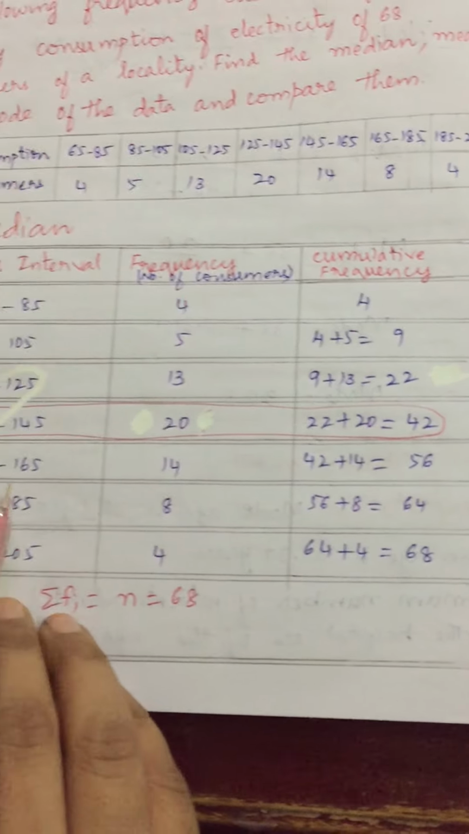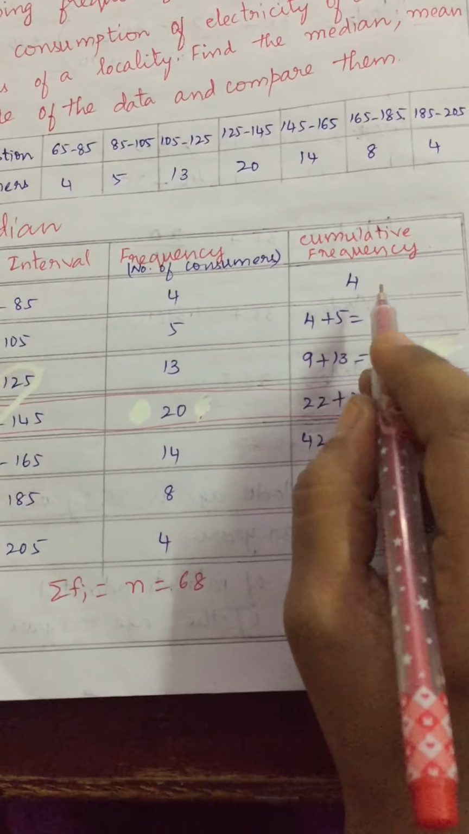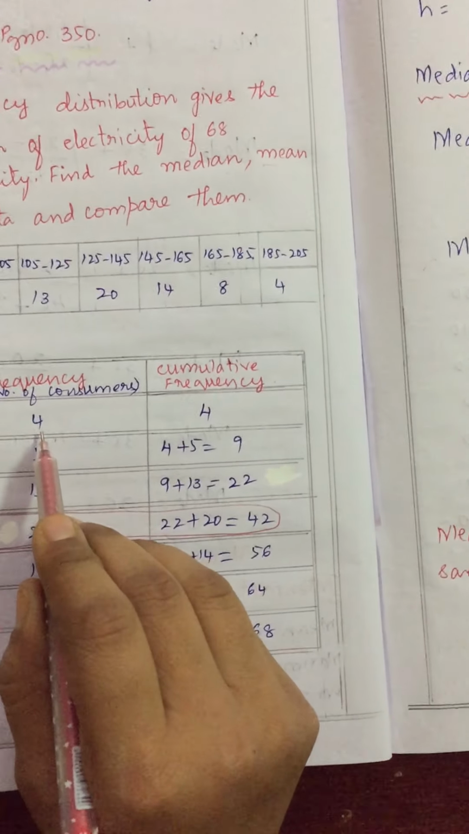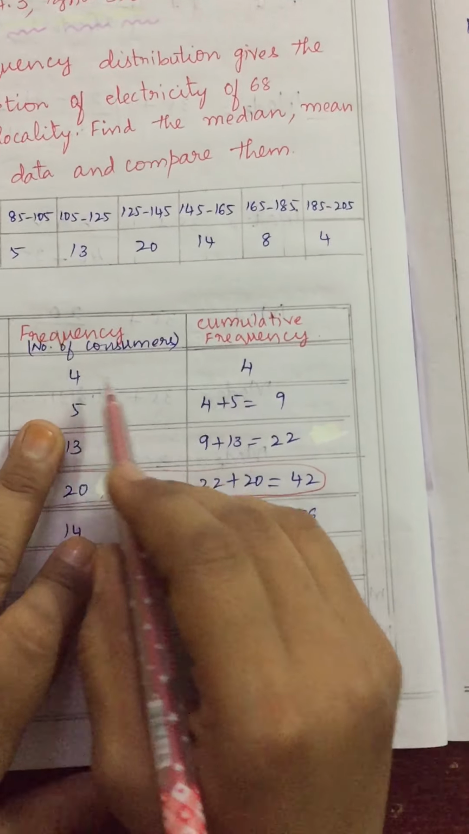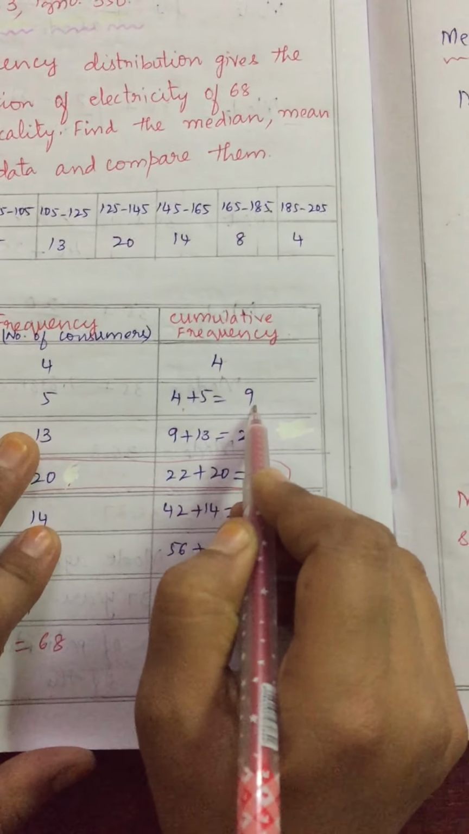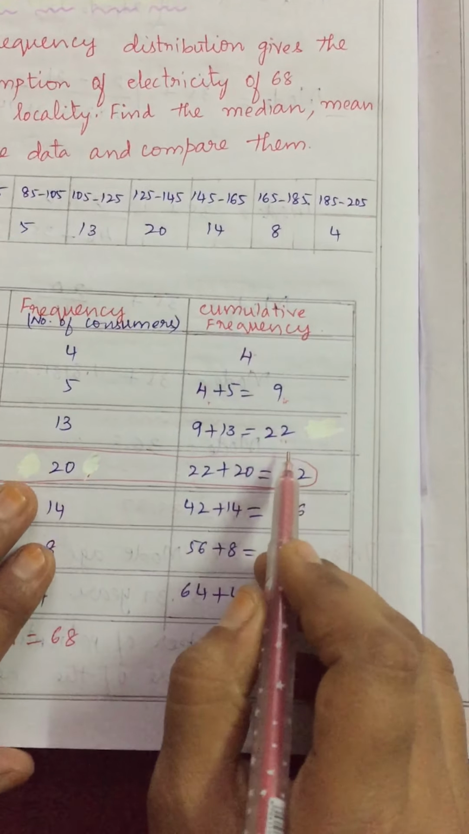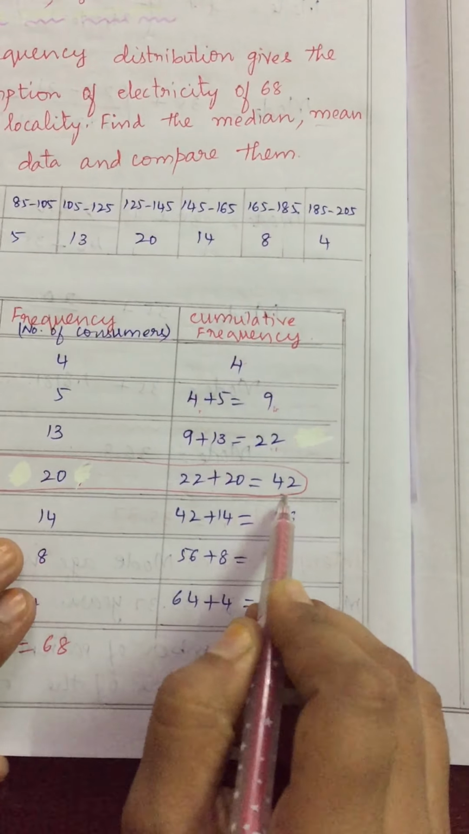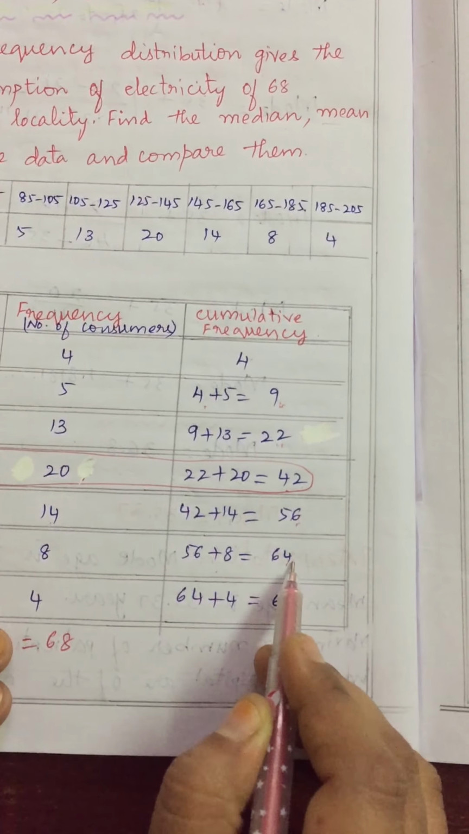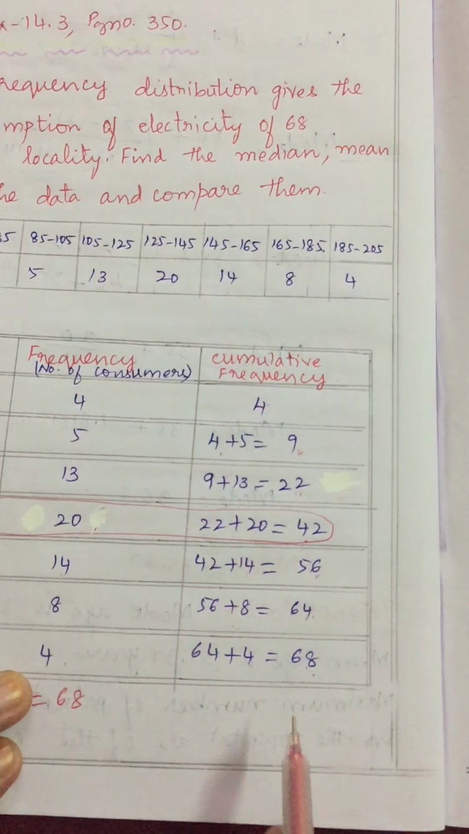Clear, children? The class interval is given, I have written it. The frequency is given, I have written the same. Now we have to find the cumulative frequency. Let's see how. See the frequency column. First it is 4, as it is we need to write. Second is 5, so 4 plus 5 is 9. Then third, 9 plus 13 is 22. Then 22 plus 20 is 42. Then 42 plus 14 is 56. Then 56 plus 8 is 64. Then 64 plus 4 is 68. It mentioned 68 consumers, and we got 68 only.